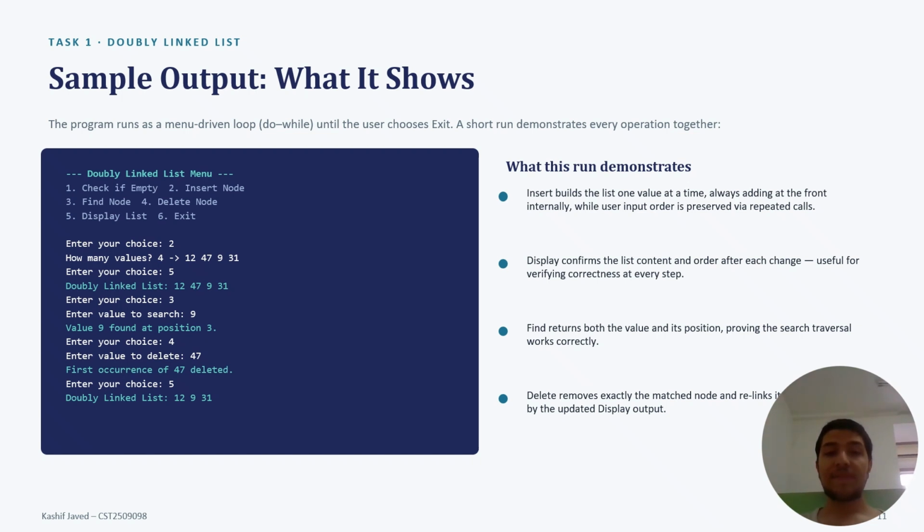Then I delete 47, and displaying the list again shows it's no longer there, with 12, 9, and 31 correctly relinked. This confirms that all the operations of our code are working smoothly. Insertion, display, search, and deletion, everything is working as expected.